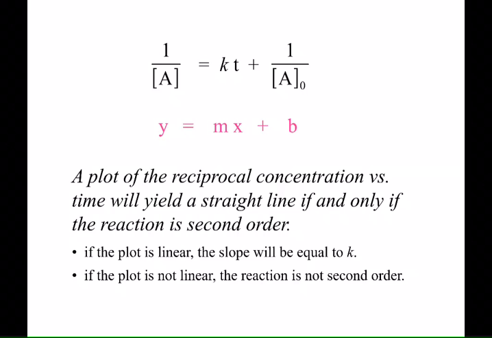So like all of these said, if you run any test, if we ran all three of these tests and nothing was linear, then you're like, oh, I guess it's not 0, first, or second order. Okay.